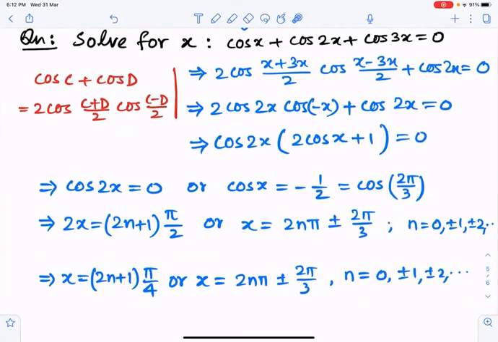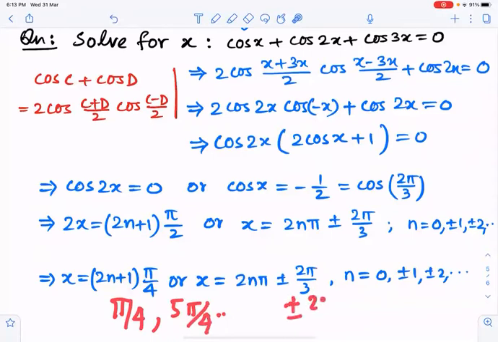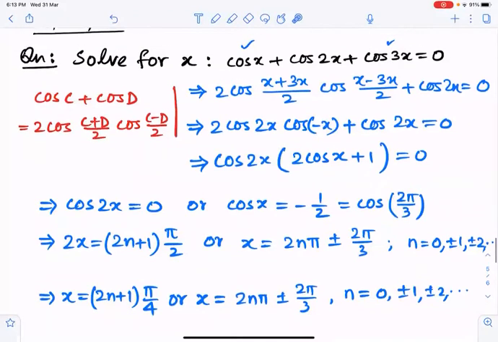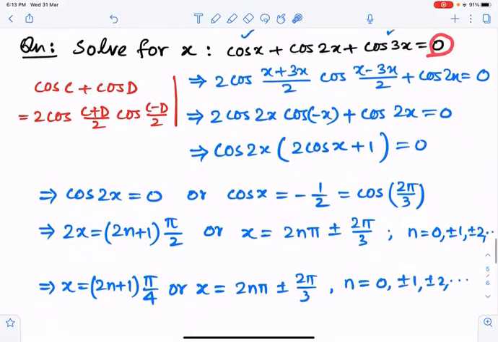You can check (2n plus 1) pi by 4. 2n plus 1 is an odd number. (2n plus 1) pi by 4 means you can take just pi by 4. N equal to 0 gives pi by 4. Pi by 4 is one of the solutions. 5 pi by 4 is another solution. From this one, if I put n equal to 0, then plus minus 2 pi by 3 is one solution. Like this. So you can put all these values. Say, for example, I can put pi by 4 here in place of x. Then I will get the right hand side as 0. Right. So this is the solution. This is how we can solve this type of question. Let us take another one.